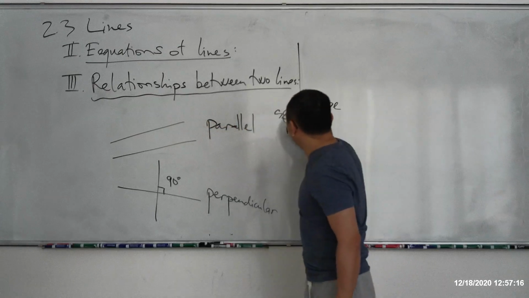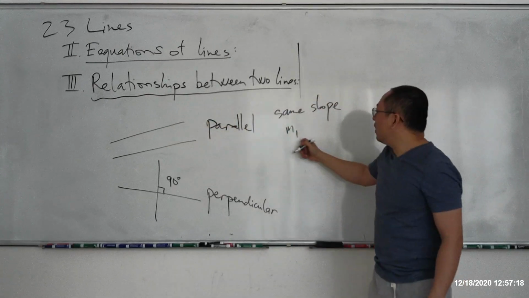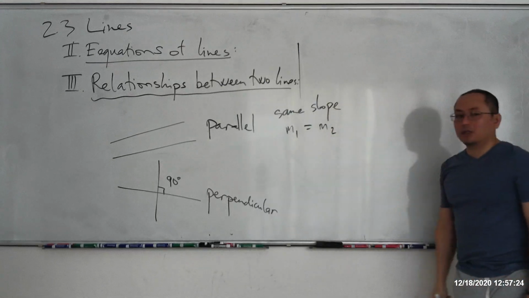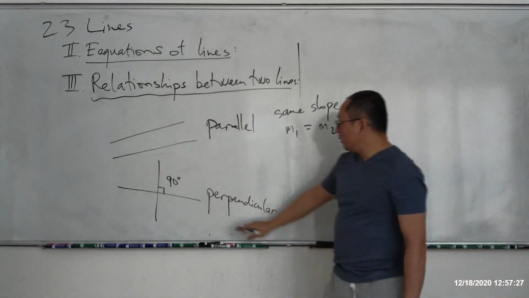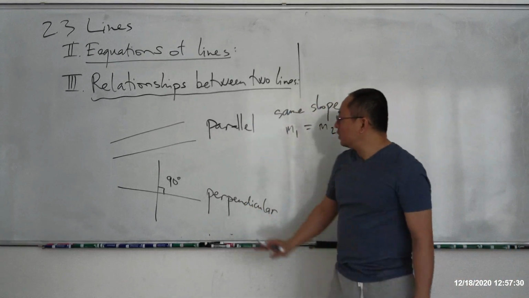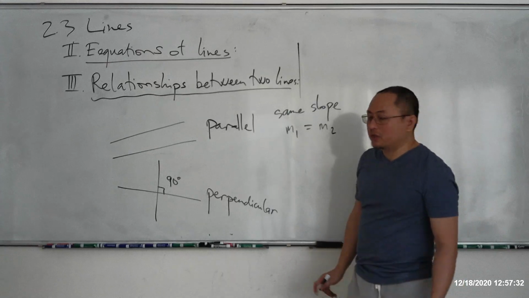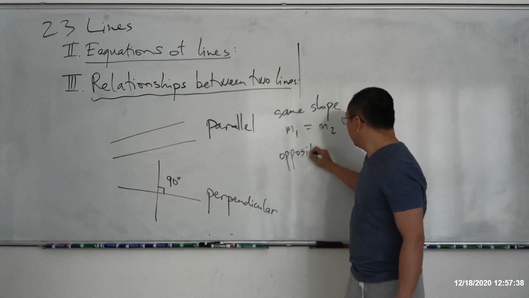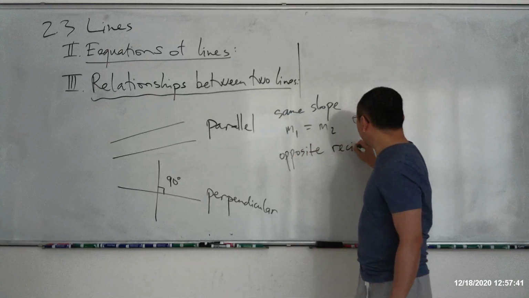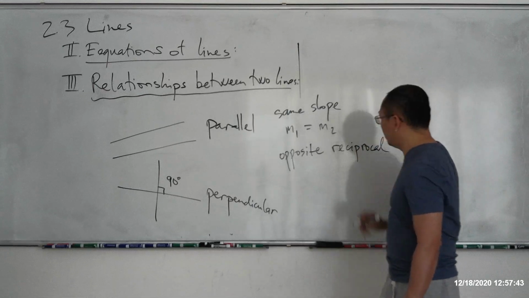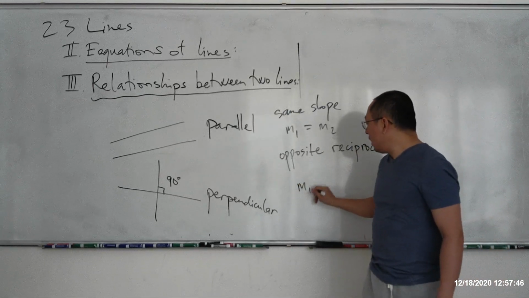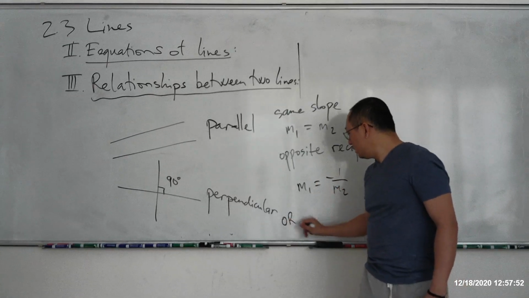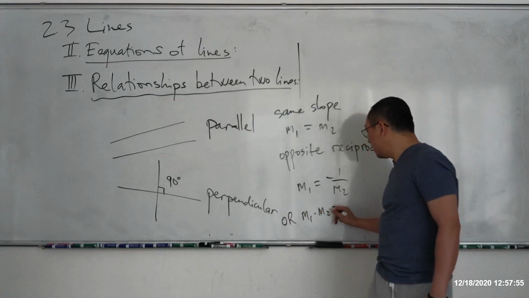Same slope means what? The first line has slope m1. Remember, m is for slope, so m1 means the slope of the first line. The second line has slope m2. And if the two slopes are equal to each other, the two lines are parallel. And what about perpendicular? The two slopes are going to be opposite reciprocal, or negative reciprocal. Okay? That means m1 is equal to -1 over m2. Or another way of writing this is m1 times m2 is equal to -1.